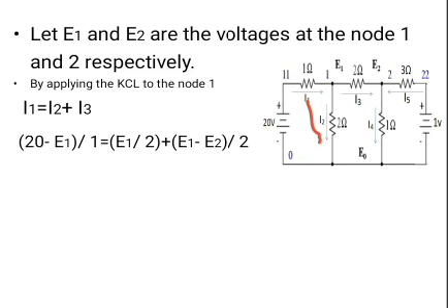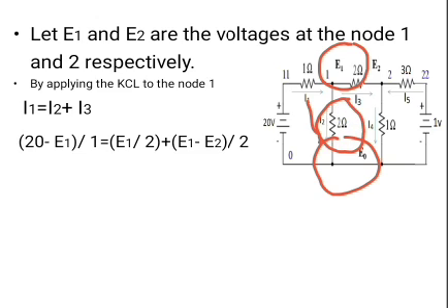The starting point is E1. The ending point is E0. That means E1 minus E0, where E0 equals 0 volt, divided by the total resistance, which is 2. So I2 equals E1 by 2, with E0 equal to 0 volt.